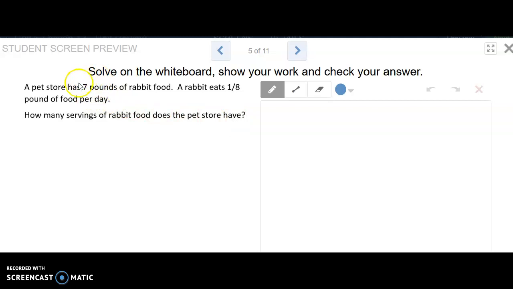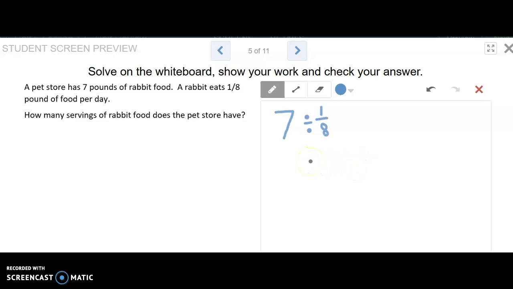Well, if it has 7 pounds, I need to divide that into groups of 1/8 so that I can see how many servings the pet store has. So I'm going to set this up as a division problem. 7 divided by 1/8. Okay?